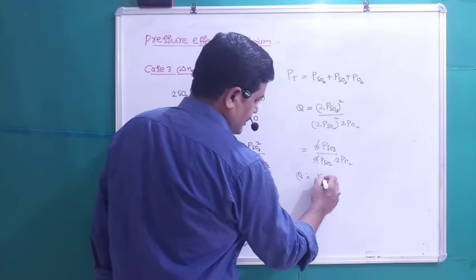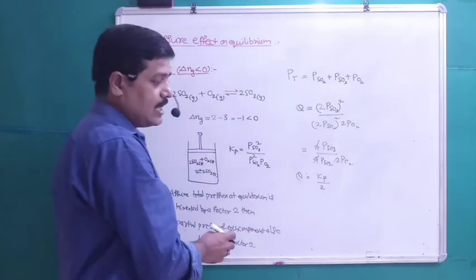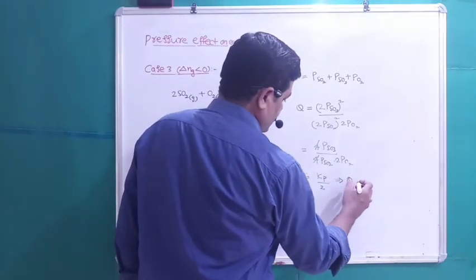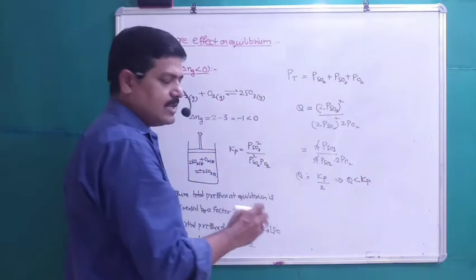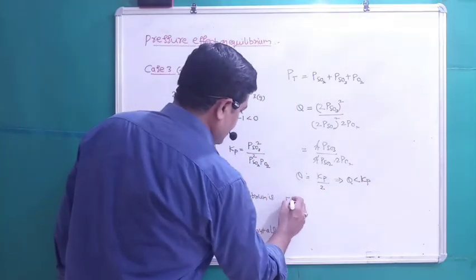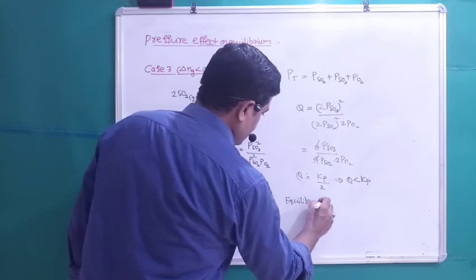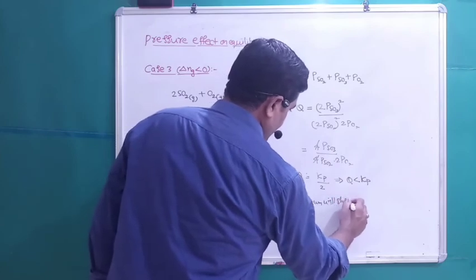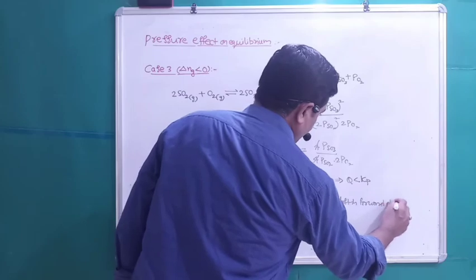So Kp here divided by 2 also there. So Q is equal to Kp by 2. That implies Q is less than Kp. When Q is less than Kp, equilibrium will shift in the forward direction.